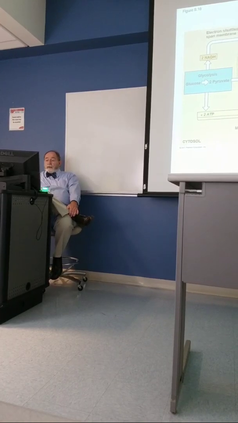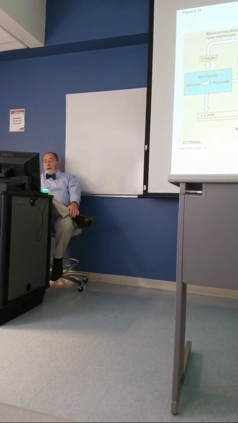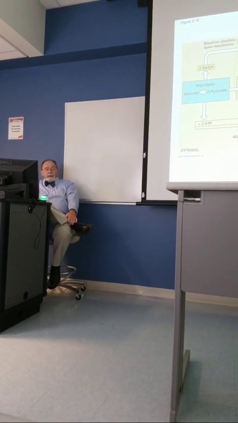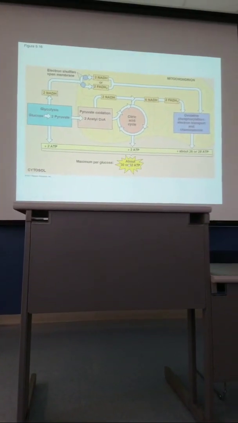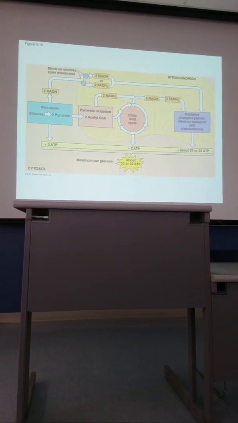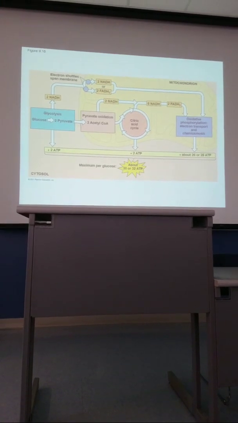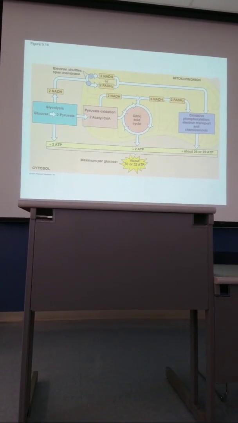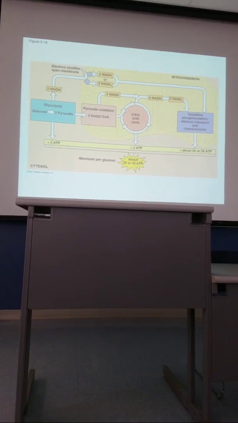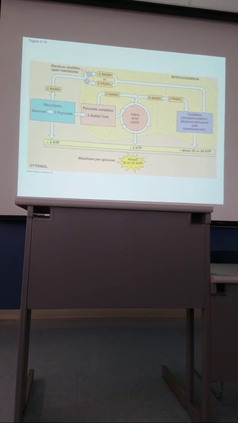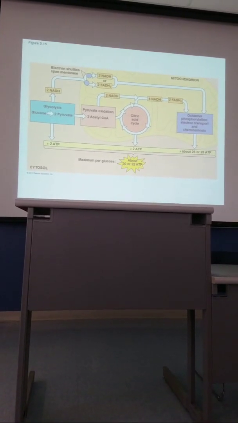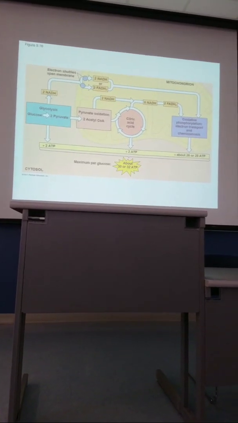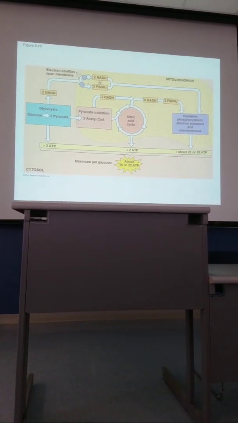So it says maximum for glucose, it says about 32. And it is dependent on the cells. This is the average. That is what to go by. Just go by the average in general. Some things will be more, some will be less, but that's the average. About 32 free energy ATP molecules.